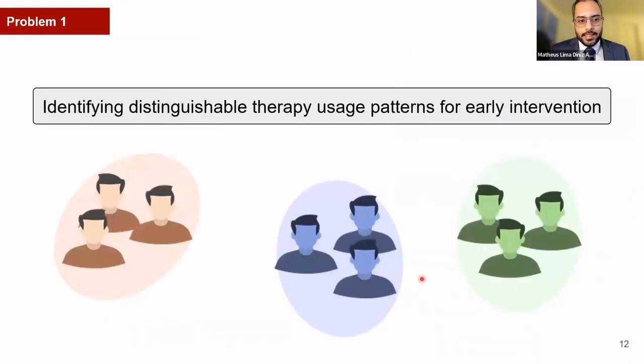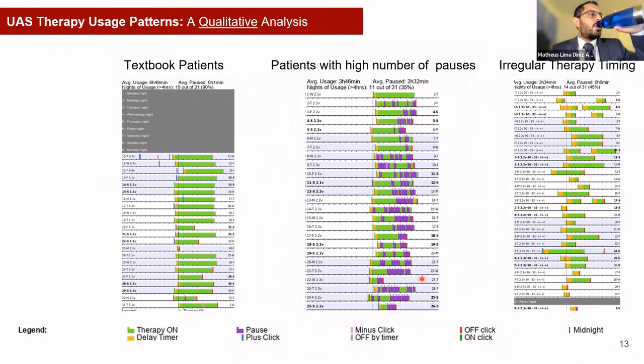Okay, so let's start with the first problem, which is identifying distinguishable therapy usage patterns for early intervention. In the visualizations that I'm showing you in this slide, we have three types of patients. I was able to develop this visualization with Inspire, the company behind the UAS therapy. Each line here is 1 day of therapy usage. You can see for this first patient, which we call the textbook patient, that the patient starts the therapy at almost the same time. And we have these green bars here that represent the amount of time that the patient used the device during the night. You can see that this first patient really used the device quite well, and also turned off the therapy at a consistent time.